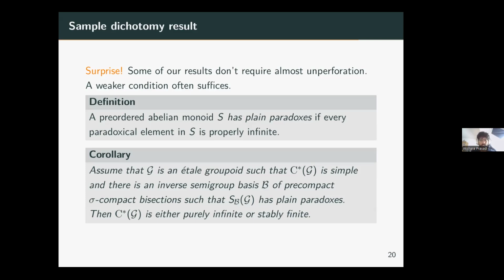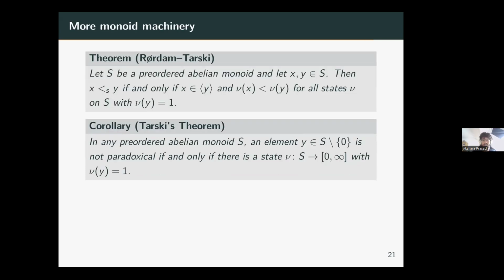Maybe I talk a bit about how the proof of this works, which uses some more monoid machinery. Some papers by Rordam used results by Tarski in some generality, which Tarski did not prove. And even these results in Rordam's paper were not in the full generality that we needed. So we prove this in an appendix in our paper, and I state this here.